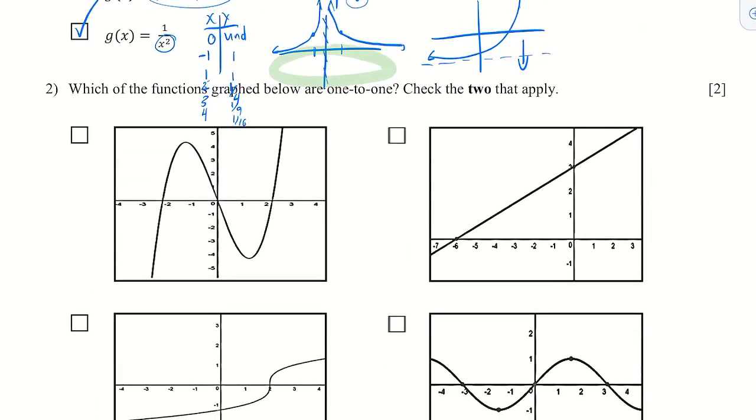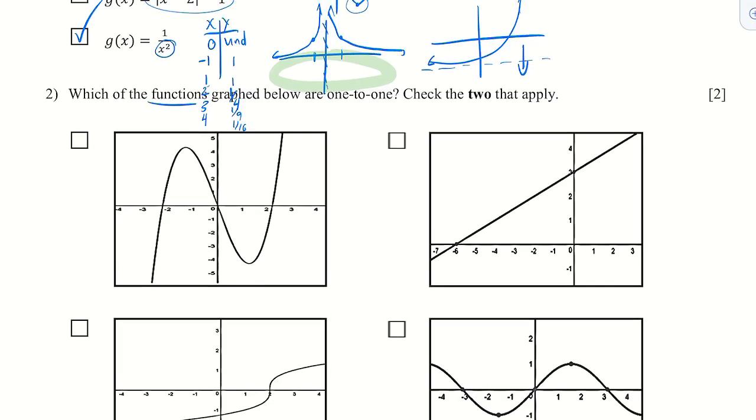Okay, so number 2, it says, which of the following graphs below are 1 to 1? So 1 to 1 really means that the inverse is a function and the original one is also a function. So we're already stating that it is already a function. So that means it passes what we call the vertical line test. What that means is that if we have a line that comes across vertically, it will always just hit the graph once or maybe not at all.